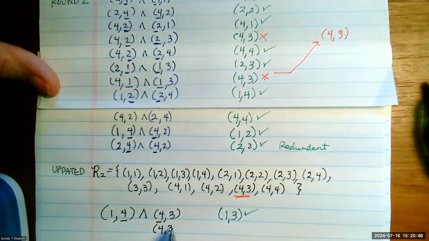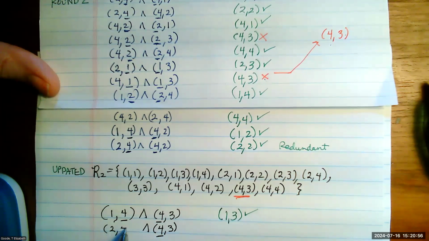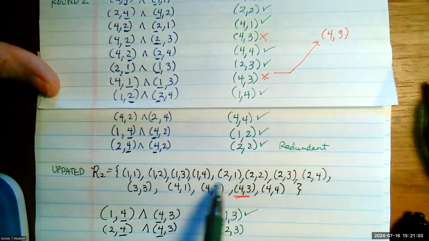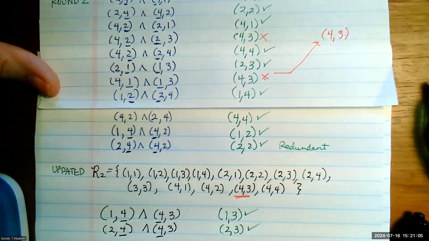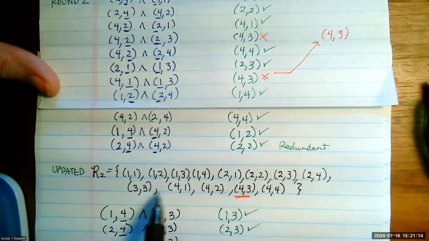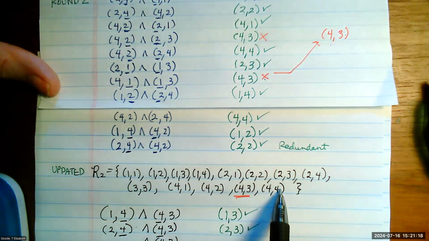So if we put 4, 3 second, what else might satisfy the hypothesis? 2, 4. So we're looking for 2, 3, and we have that, right? Yes, we do. Great. 4, 3 on the right, and we don't have 3, 4, so we don't have to worry. And we have 4, 4, but we know it's not going to matter.